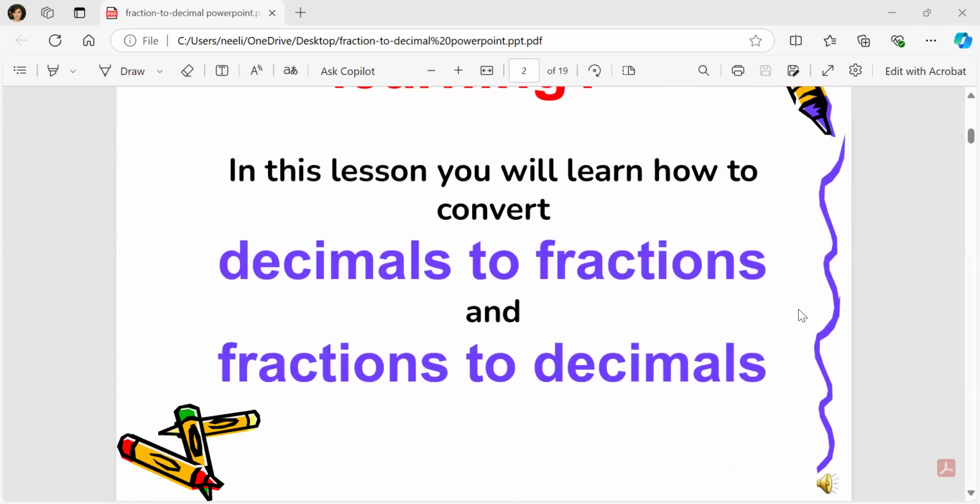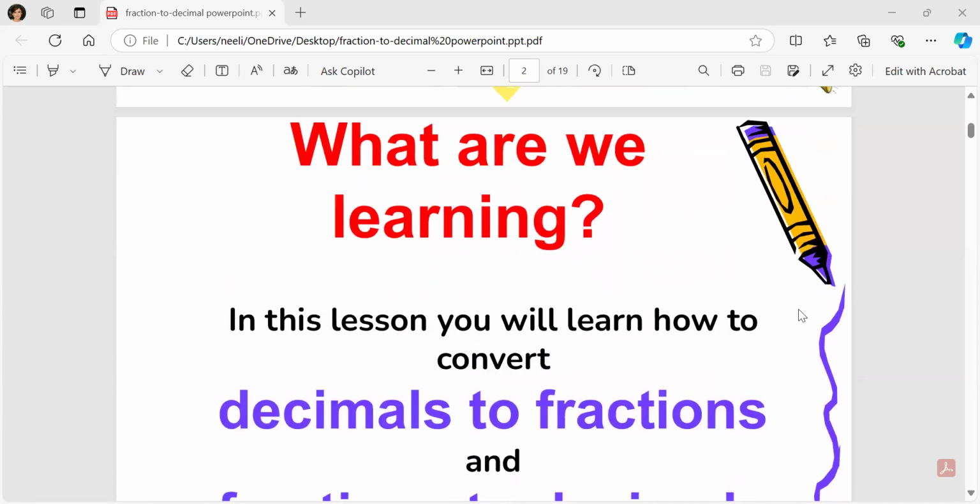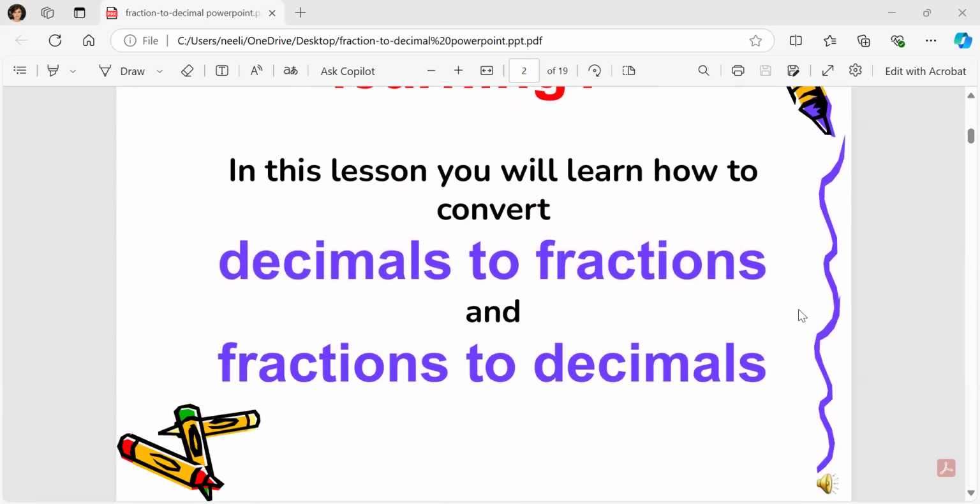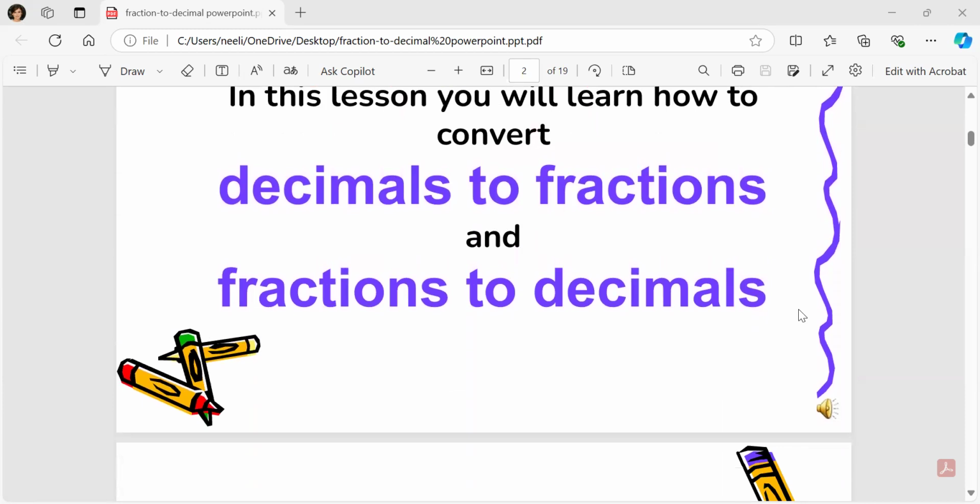So you can see on the screen. Today's topic is, what are we learning? In this lesson, you will learn how to convert decimals to fractions and fractions to decimals.